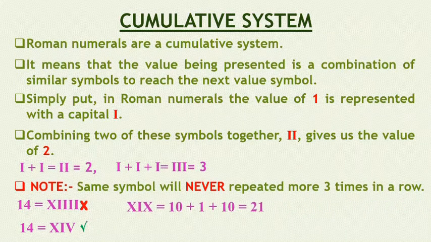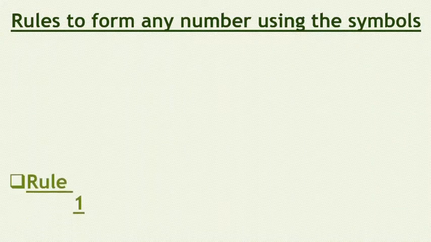XIX equals to 10 plus 1 plus 10 equals to 21. Wrong. It's wrong. We will learn why in the next slides. XIX equals to 10 plus in bracket 10 minus 1, which equals to 19. And that is correct. Now we are going to learn the rules to form any number using Roman numerals.